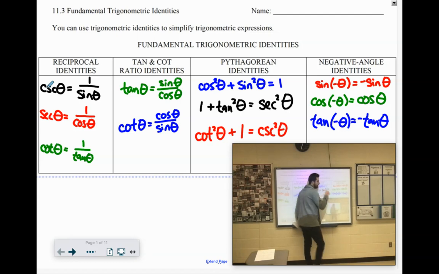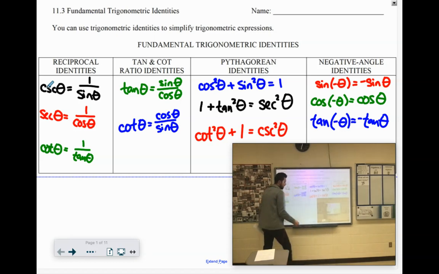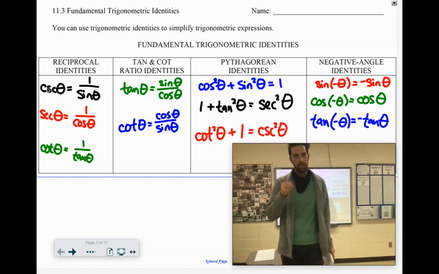So we are going to need these to prove all these equations we have coming up on the next few slides. So make sure you have that written down.